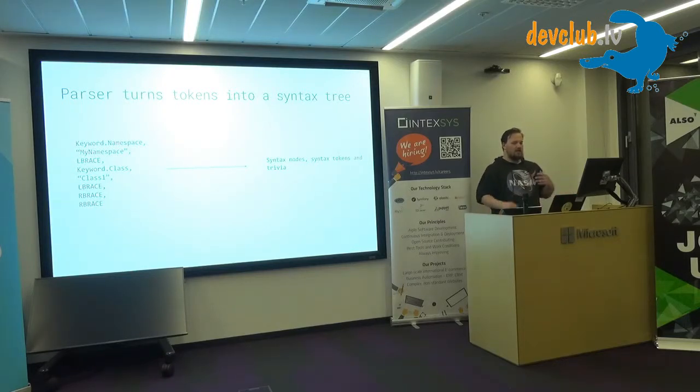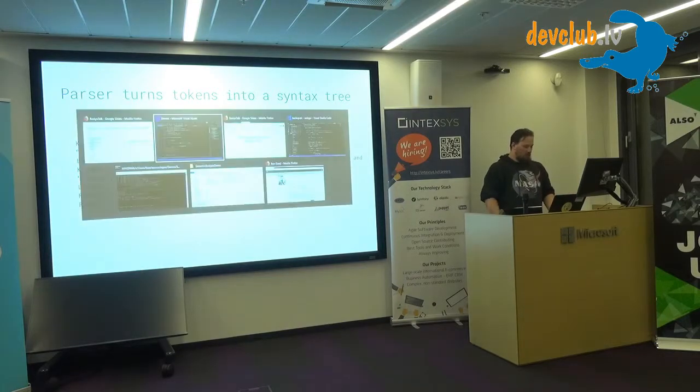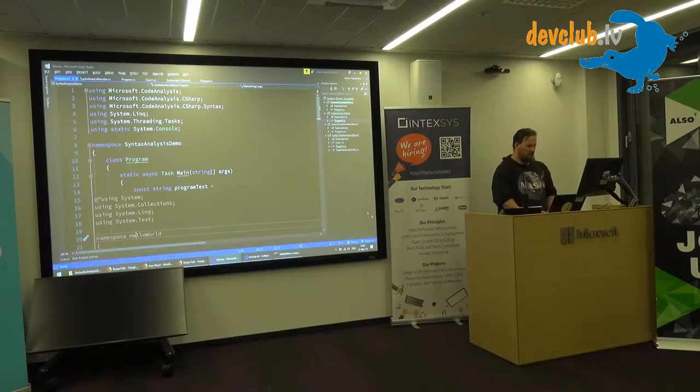A syntax tree contains only three different things, and those are syntax nodes, tokens, and trivia. A node is something that contains children, so it's a node of a tree. Let's say a namespace, it contains stuff inside of it, so it is a node. A token is a leaf of a tree. Let's say the keyword namespace, it doesn't have anything inside of it, so it is a token, and trivia is everything else. There's white spaces, new lines, comments, all that stuff. What we will do now, we will take a look at a real syntax tree.